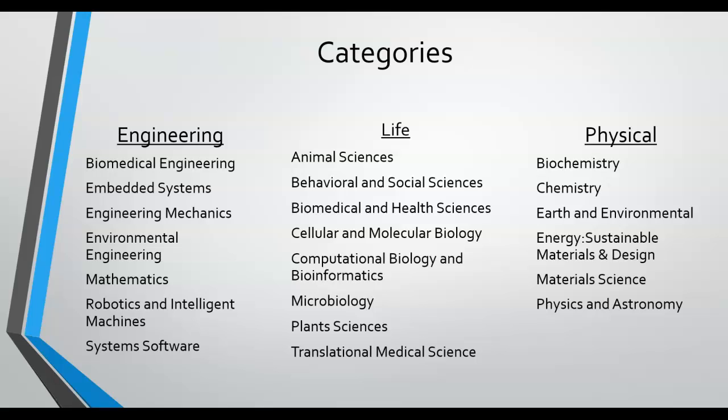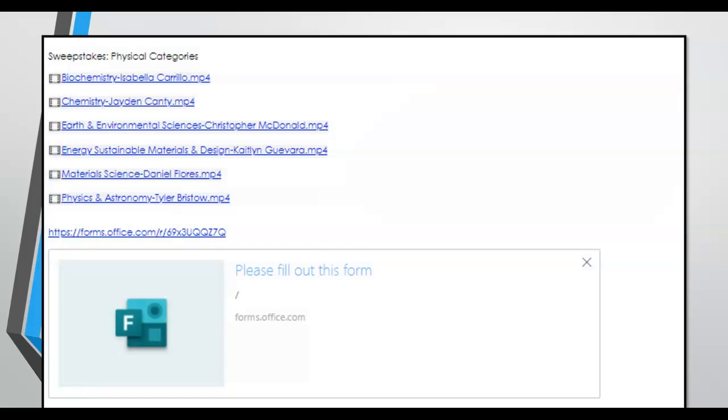As a sweepstakes judge, you are going to see the first place finishers in each one of these 21 categories, and you are going to determine which is the best project in that one particular category. So 3 judges are assigned to engineering, 3 judges are assigned to judge sweepstakes for life, and 3 judges are assigned to physical. So as a sweepstakes judge, you are essentially determining the best of the best in each one of these 3 main categories.